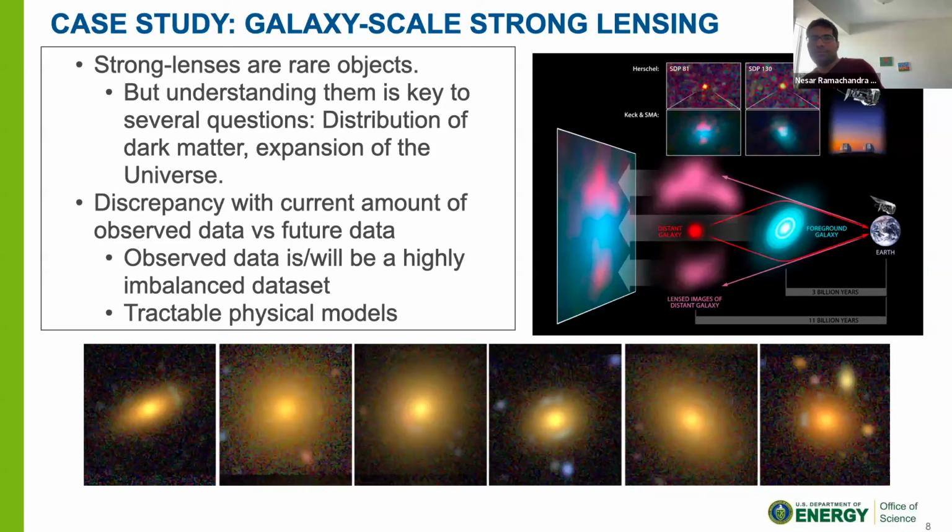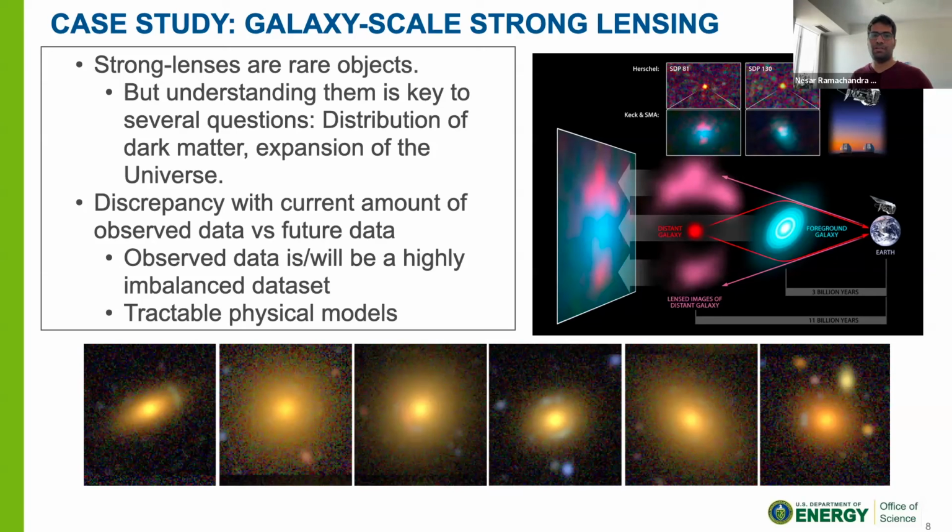Okay, then coming to a slightly more involved case study. So I'm going to show something called a strong lensing example. These are also very rare objects in the universe. Essentially what happens is, if there's a galaxy that you're looking at, and let's say there is a galaxy behind it, the light coming from the distant galaxy gets warped because of gravity, according to Einstein's general relativity.